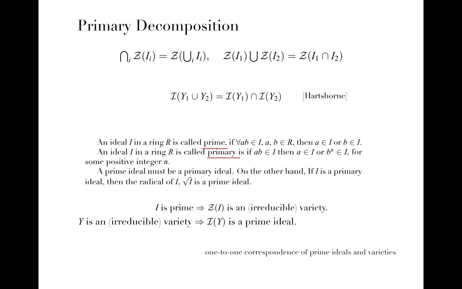So first, again, we talk about the translation between the ideal and the algebraic set. We already used this relation many, many times. But then if you check Hartshorne, there's another relation. If you have the union of two algebraic sets, and then you take the ideal of it, then basically what you have is the intersection of the two ideals. The proof is in Hartshorne's textbook.